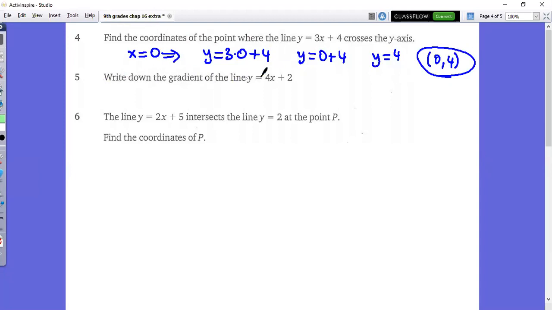4. Write down the gradient of the line y equals 4x plus 2. It's 4. M is 4. It's coefficient of x. Y equals mx plus c. Gradient is the coefficient of x.